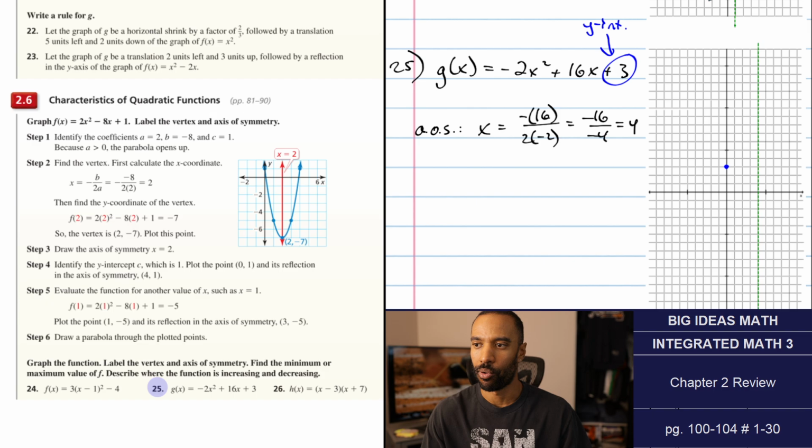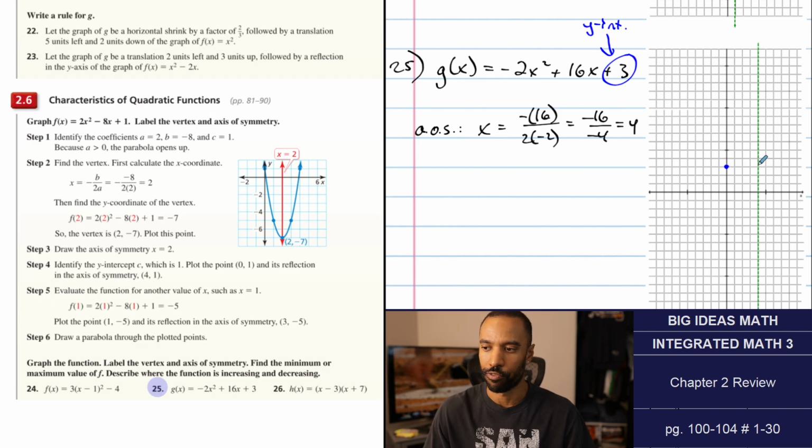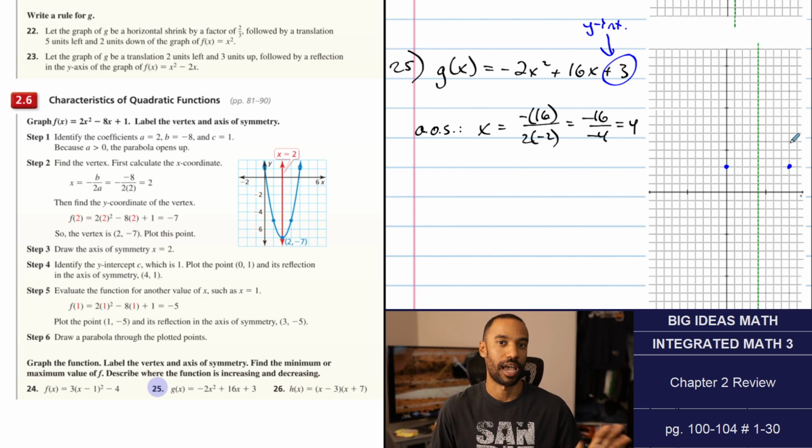That also means there's a point on the other side of this graph. This is 4 away from the axis and on the same height as another point 4 away from the axis. I'm plotting this graph without having my vertex. I need my vertex, but I'm plotting some points without it, which is cool.